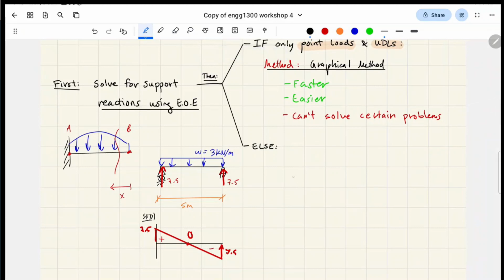But here's an example of something it can't do. We have our simply supported beam, and then say we have a triangularly distributed load like this, and the max distributed load value magnitude is 15.